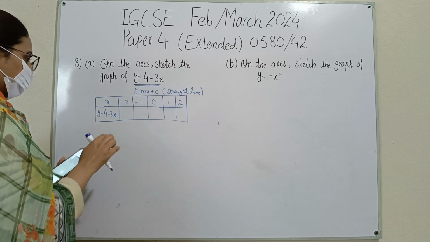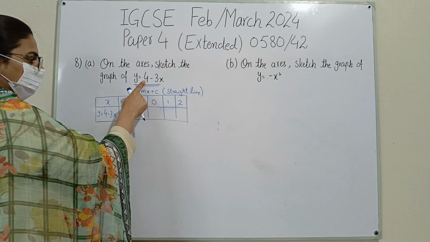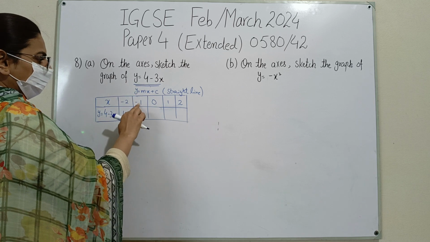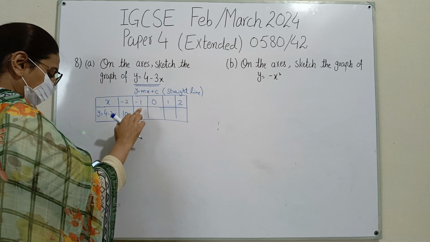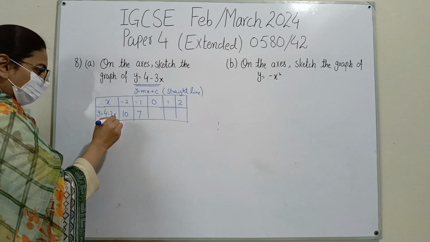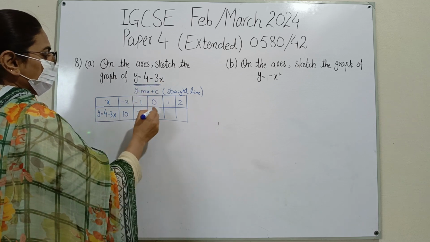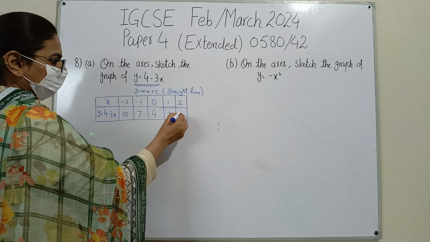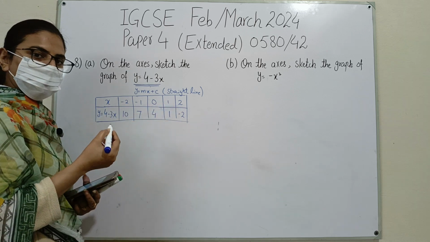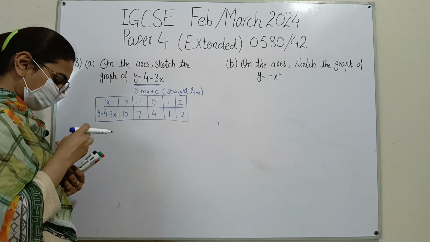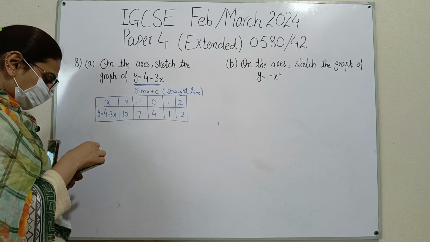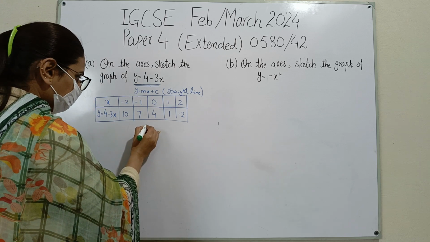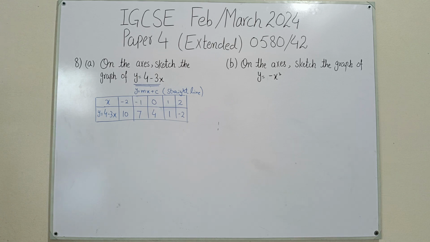When I substitute 2 in this expression, as a result I will get the value of y, that will be 10. When I put -1 in this expression, I will get the value 7. When I put 0 over here, I'll get 4. Similarly, by putting 1 and 2, we will get the values 1 and -2. These are random values. A person can put the values of his or her own choice. After getting the rough idea of the values, you have to draw the graph.